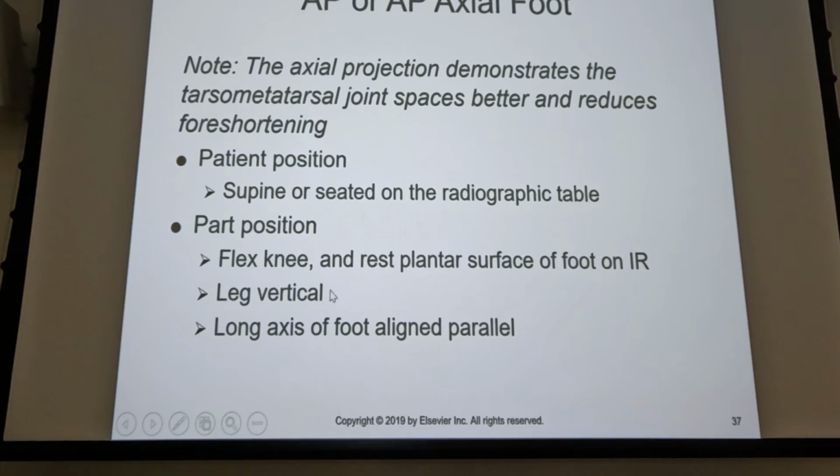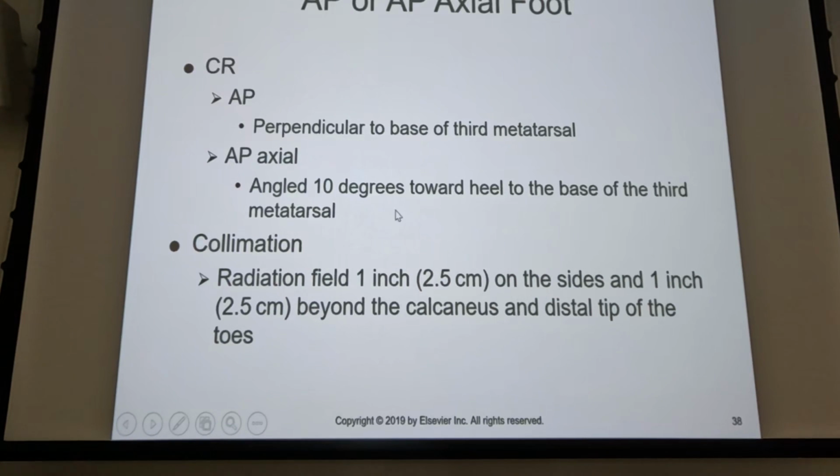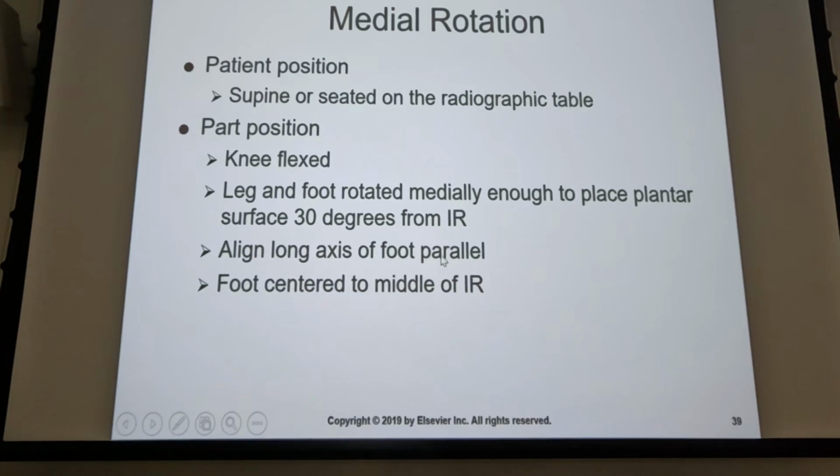Again, everything else is the same. Flex the knee, plantar surface, leg vertical, all that kind of stuff. 10-degree cephalic angulation, or towards the heel. Collimation, you know your collimation. The oblique's the same thing. It's 30 degrees from the plane of the sole of the foot, 30 degrees from the image receptor. No axial here.